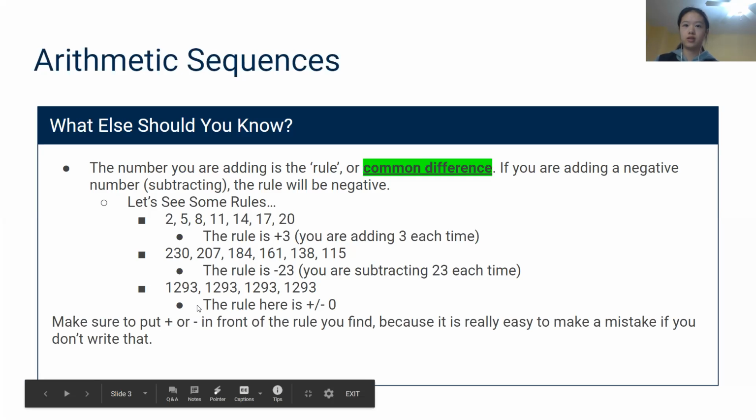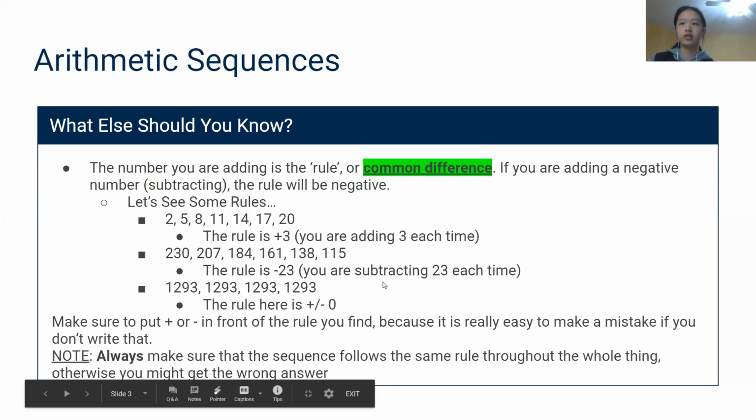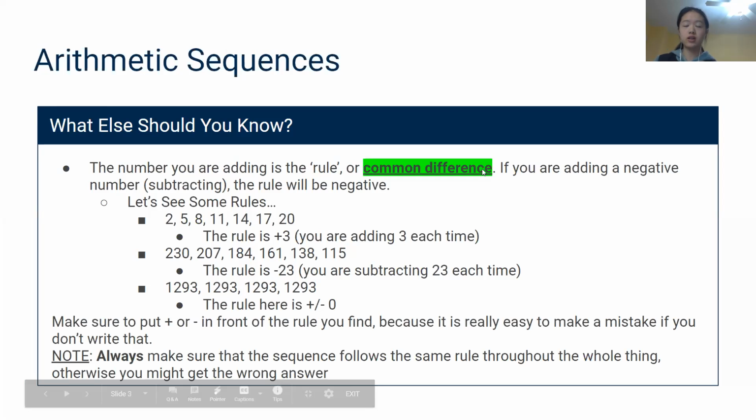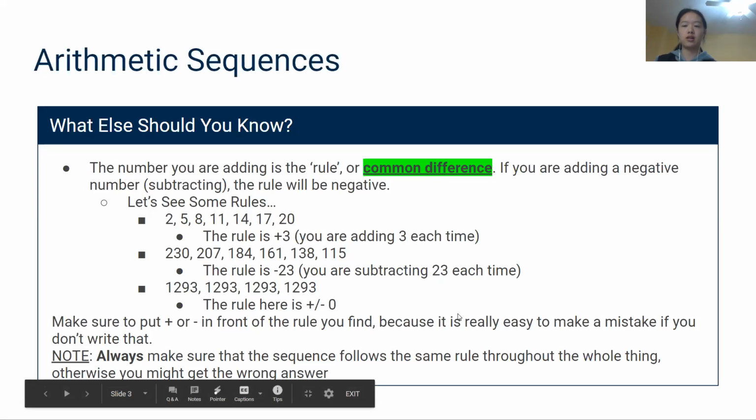And also, when you're trying to identify if a given sequence is arithmetic, you need to make sure the sequence is following the same rule throughout the entire thing. Because if it doesn't, then it's not an arithmetic sequence, or you might get the wrong answer.